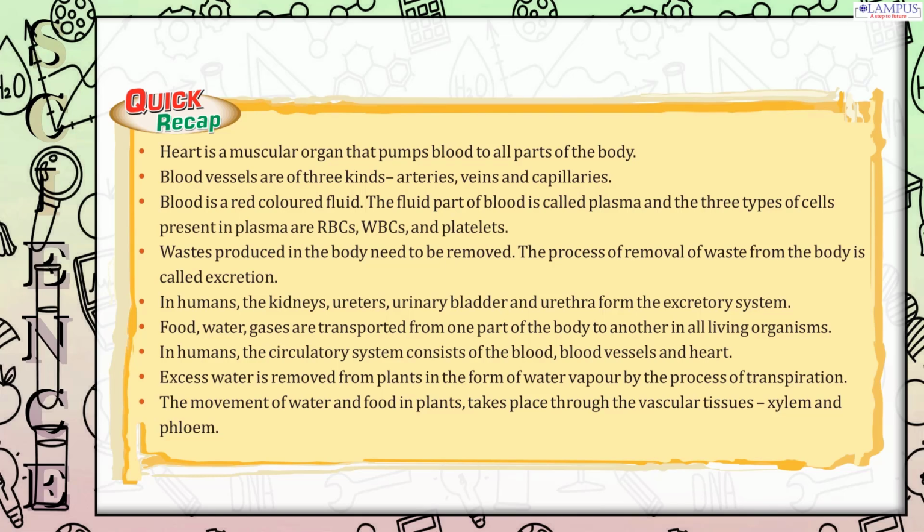Food, water, gases are transported from one part of the body to another in all living organisms. In humans, the circulatory system consists of the blood vessels and heart. Excess water is removed from plants in the form of water vapor by the process of transpiration. The movement of water and food in plants takes place through the vascular tissues, xylem and phloem.